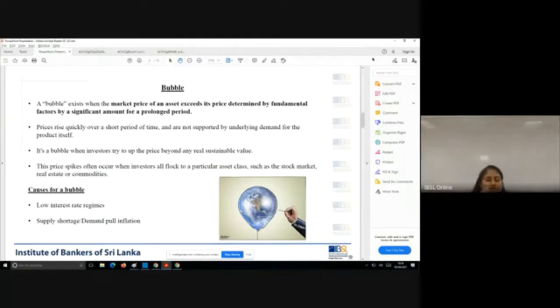Why? If you buy one packet of rice now, because of a possible shortage that you think will happen in the future, now you're buying 2 or 3 at once. Obviously, if you buy 2 or 3 at once, it will create a supply shortage now itself. That is another possible cause for a bubble. What about demand pull inflation? Demand pull inflation is when you have a sudden spike in the demand. Could be because of a low interest rate regime, could be because of a possible supply shortage. You suddenly see a spike.